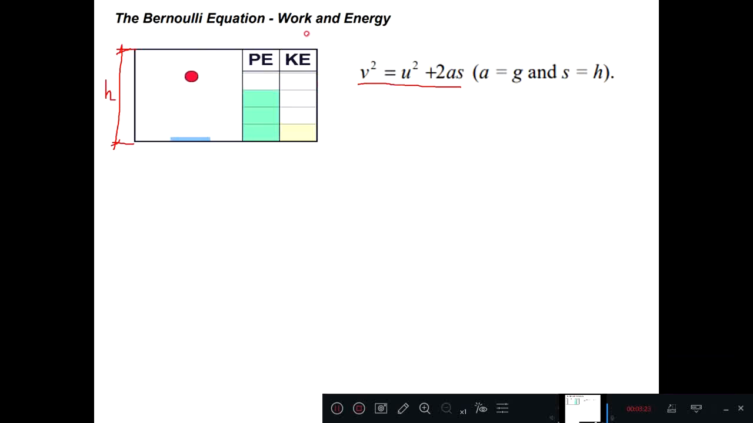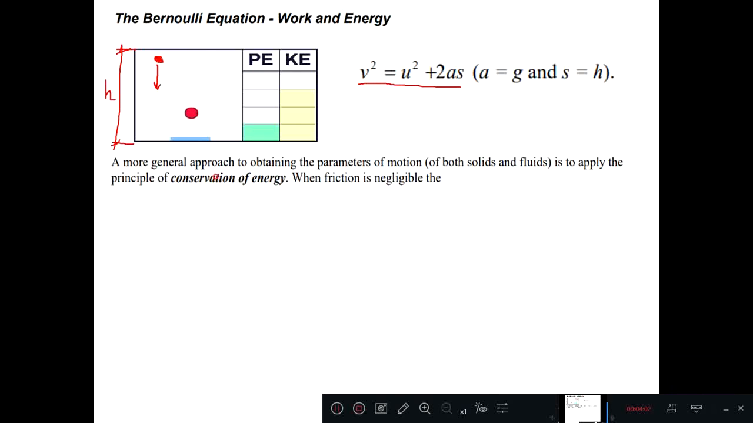Suppose a droplet of water is also falling down from a height; the same equation can be applied to calculate the speed of the droplet of liquid. The same law of motion can be applied. So instead of a ball, if a drop of liquid is falling from here, the speed of this drop can be calculated by using the same equation of motion, v square equal to u square plus 2as. This is the formula to be used.